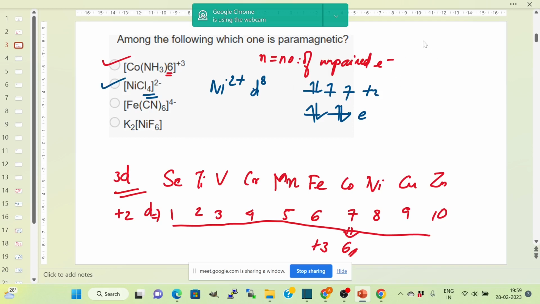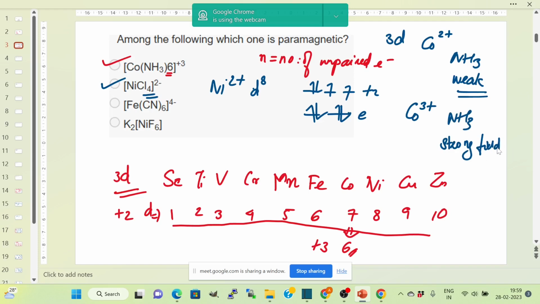Here I need to emphasize that whenever the 3D metals are in 2 plus state, a ligand like NH3 is a weak field ligand. But if my metal is 3 plus, then NH3 becomes a strong field ligand. If you remember the spectrochemical series, NH3 lies somewhere in the middle of weak field and really strong field ligands. So NH3 will change its character depending on the nature of the metal. If the metal is 2 plus and it is 3D, then NH3 will be a weak field ligand. But if the metal is in 3 plus, and I am talking only about the 3D metals, since for 4D and 5D metals, all ligands are strong field.